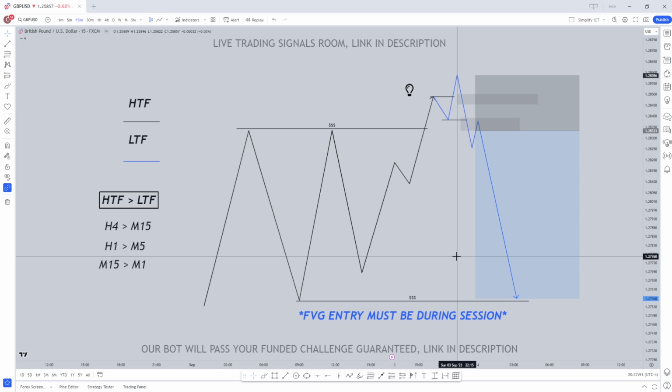And what I'm about to share with you is a major concept which a lot of ICT and smart money traders miss out on when they're trading in the live markets. So let's get straight into the strategy.